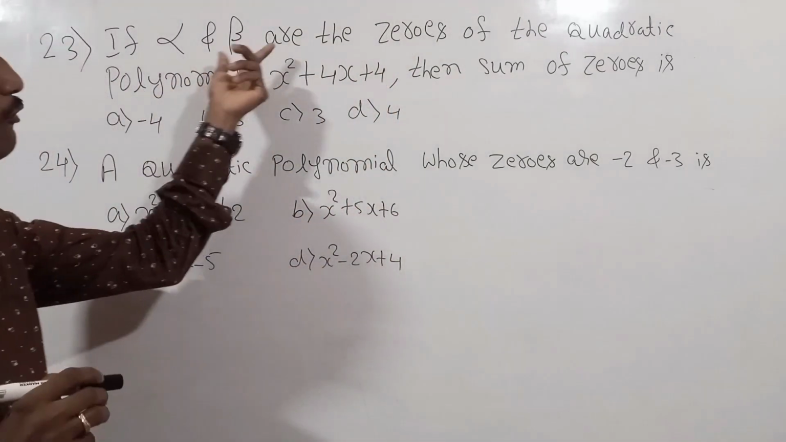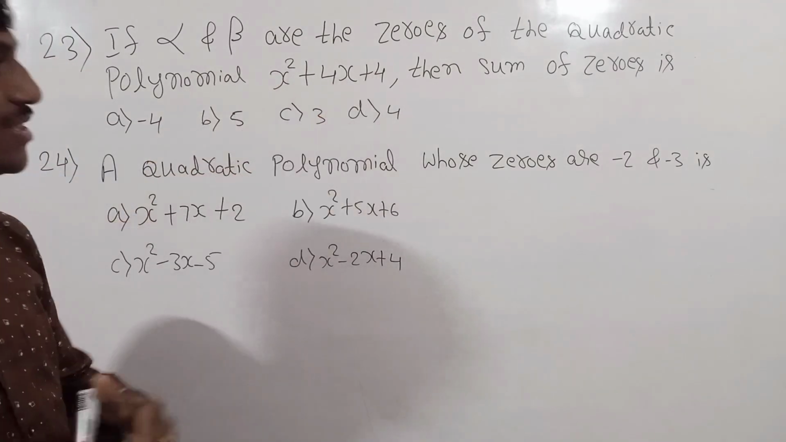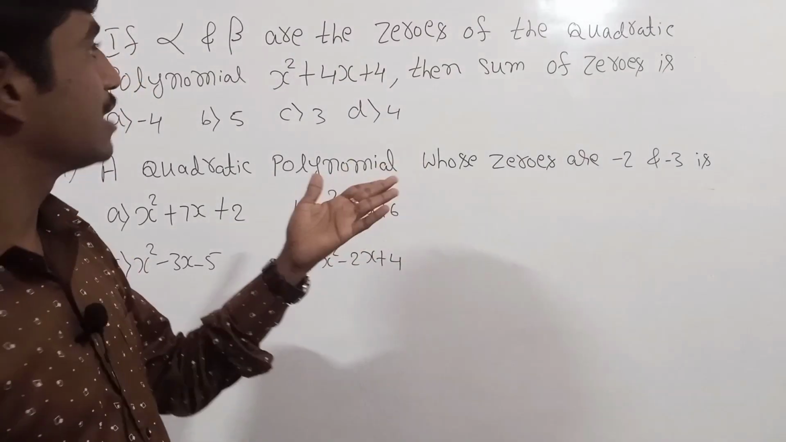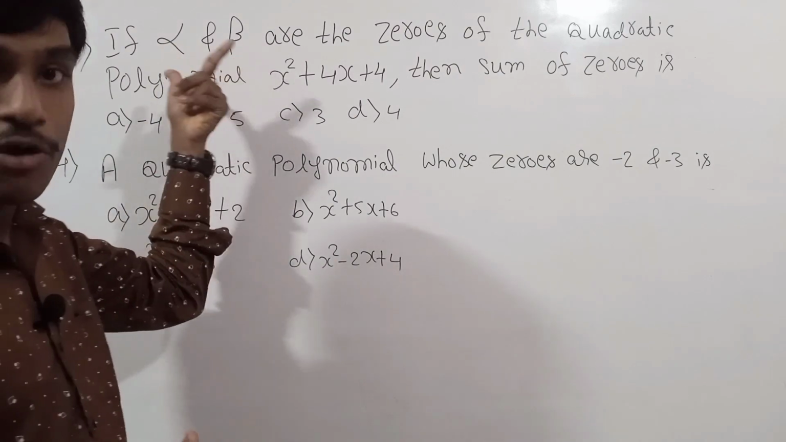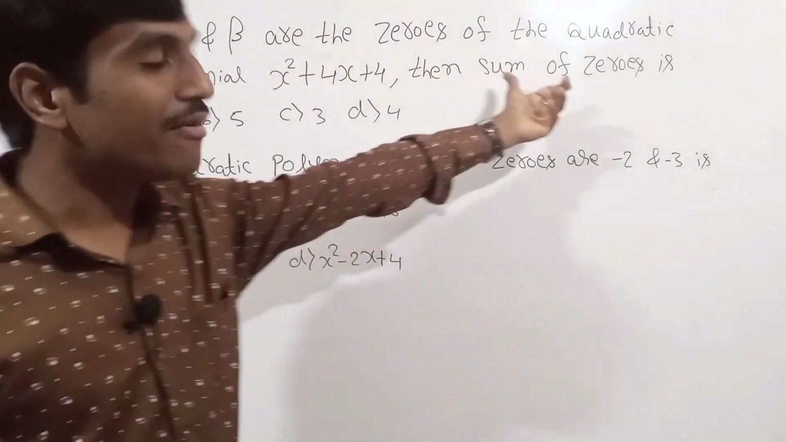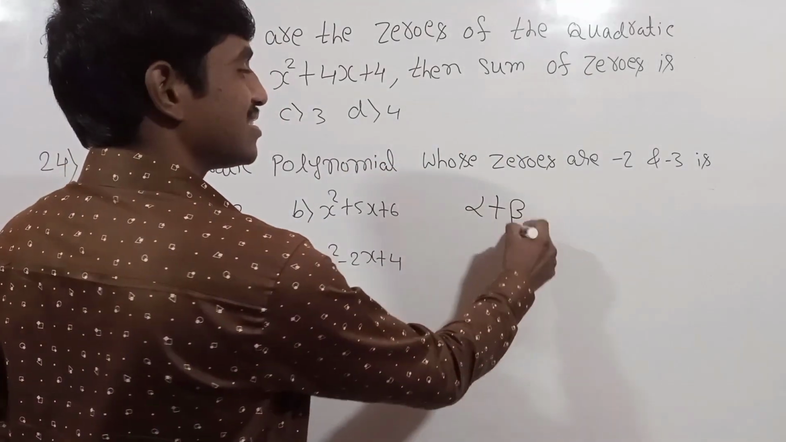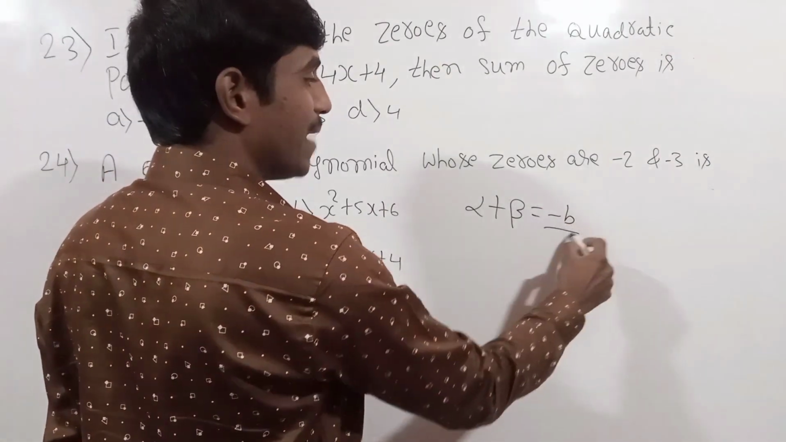Here, if alpha and beta are the zeros of the quadratic polynomial x square plus 4x plus 4, then the sum of zeros is what? That means when you add the zeros, what do you get? They have not given the zeros, they have just given the symbols alpha and beta. But we know the sum of the zeros formula: alpha plus beta is the sum of the zeros, which will be equal to minus b by a.